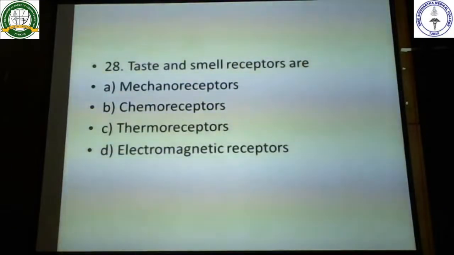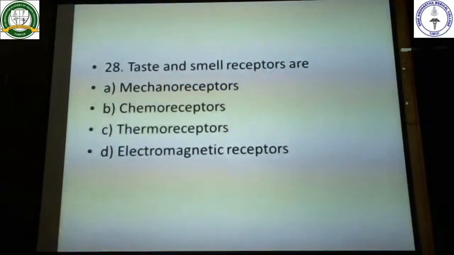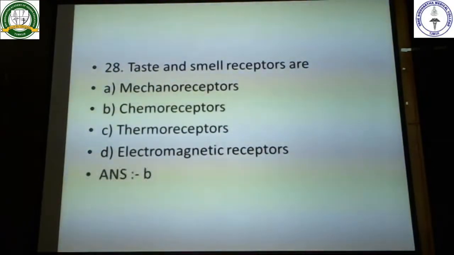Taste and smell receptors are, obviously, chemoreceptors.